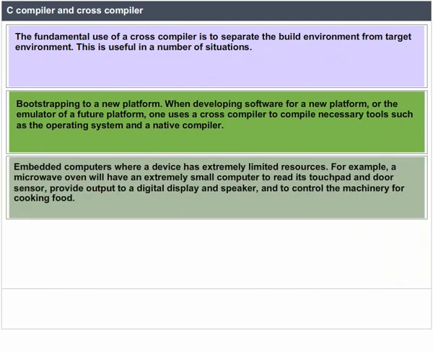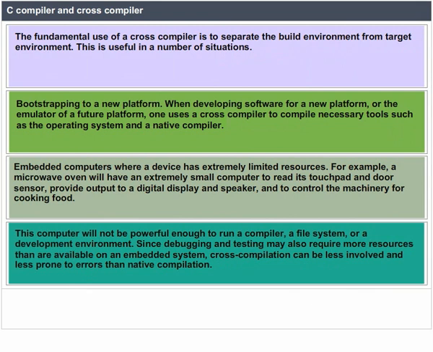Embedded computers, where a device has extremely limited resources. For example, a microwave oven will have an extremely small computer to read its touchpad and door sensor, provide output to a digital display and speaker, and to control the machinery for cooking food. This computer will not be powerful enough to run a compiler, a file system, or a development environment. Since debugging and testing may also require more resources than are available in an embedded system, cross-compilation can be less involved and less prone to errors than native compilation.